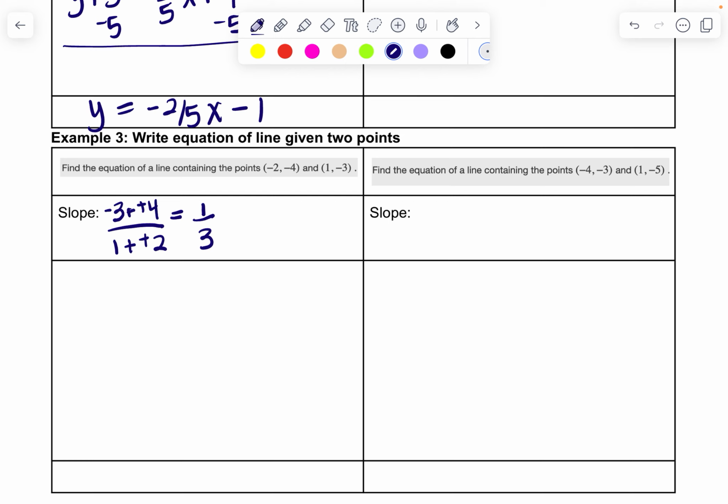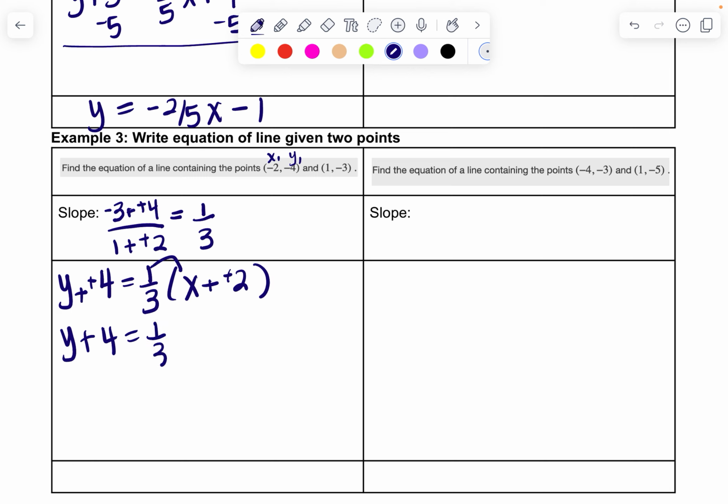Now when I'm putting it into my equation, I can either use the point -2, -4, or use the point 1, -3. I'm going to use the point -2, -4. So these are going to be the values I'm going to use. So y minus our y value equals our slope times x minus our x value. Simplifying, these all become pluses because subtracting a negative. So first I'm going to distribute my 1/3. 1/3 times x is just 1/3 x, plus 1/3 times 2 is 2/3.